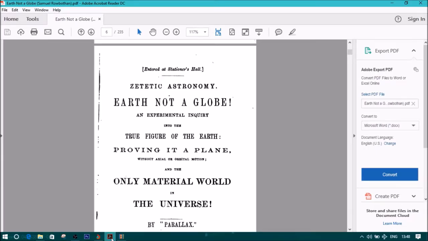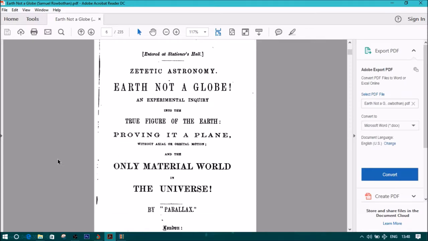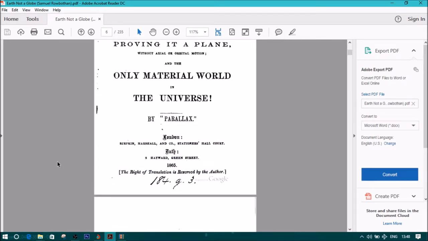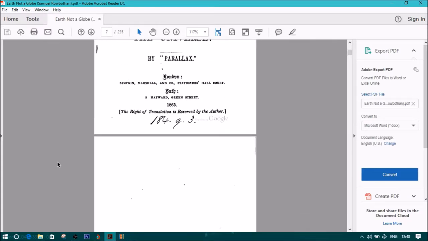Entered at Stationer's Hall. Zetetic Astronomy, Earth Not a Globe. An experimental inquiry into the true figure of the Earth, proving it a plane, without axial or orbital motion, and the only material world in the universe, by Parallax. London, Simpkin Marshall & Co., Stationers Hall Court, Bath, Hayward Green Street, 1865. The right of translation is reserved by the author. Bath, printed at South Hayward Green Street.